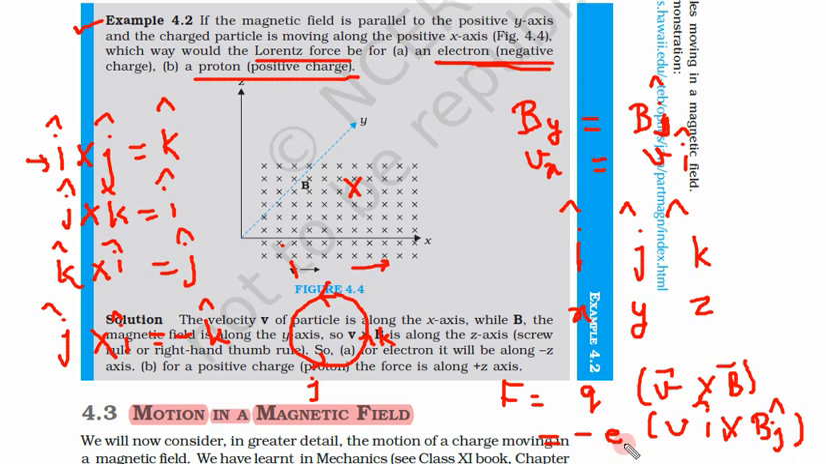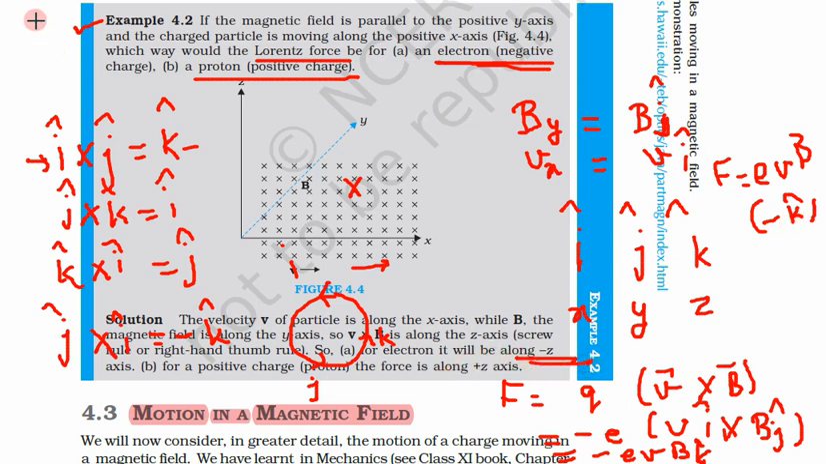So now here we see this will come out as minus EVB, and now this I cross J is K. If we see, we can write this force as F is equal to minus, let us take minus outside, EVB into minus K. So what would be the direction? K is Z, minus K is minus Z. So for electron it is minus Z.